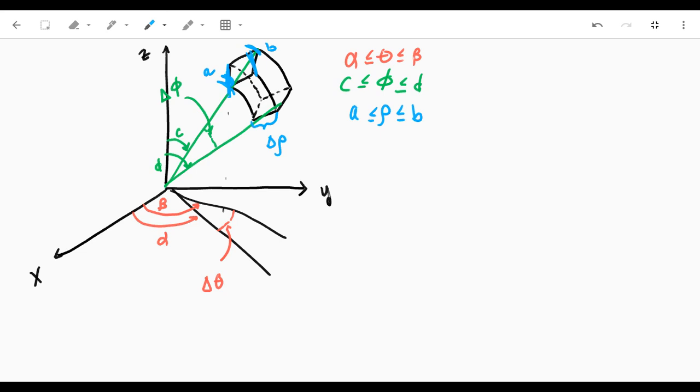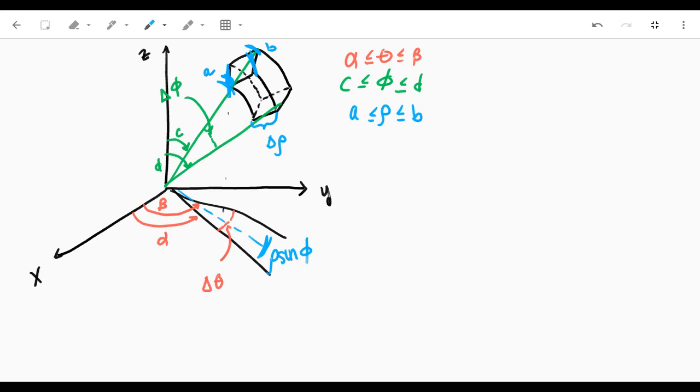So I'm going to draw another little figure over here. First of all, remember that this distance out would be rho sine phi. That isn't measured from the origin, just in the xy plane.